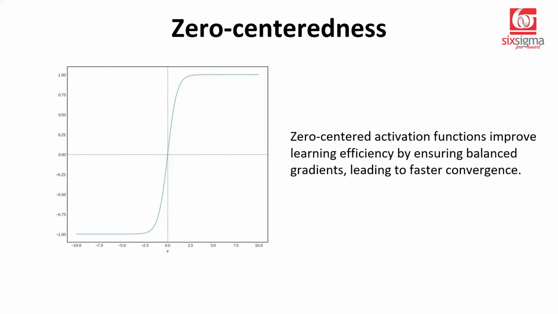So if you just want to take away one point from zero-centeredness, you can imagine this will be faster convergence. What do we mean by convergence? It achieves its objectives faster. If your objective is to minimize the loss when you're training a neural network, you'll be able to achieve that faster when you have a zero-centered function. That's the reason we prefer such functions.